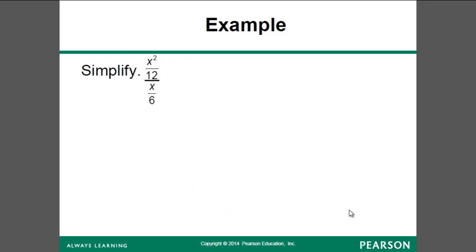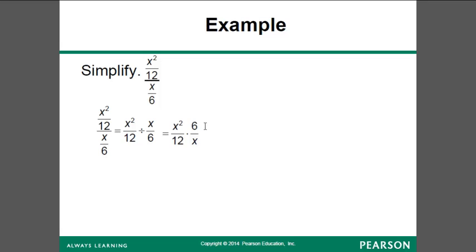I have x squared over 12 divided by x over 6. Well, there's not much to simplify in my numerator or in my denominator, so I set them separately as a division problem. X squared over 12 divided by x over 6. Then I change it from division to multiplication by flipping my second fraction, and I get x squared over 12 times 6 over x.